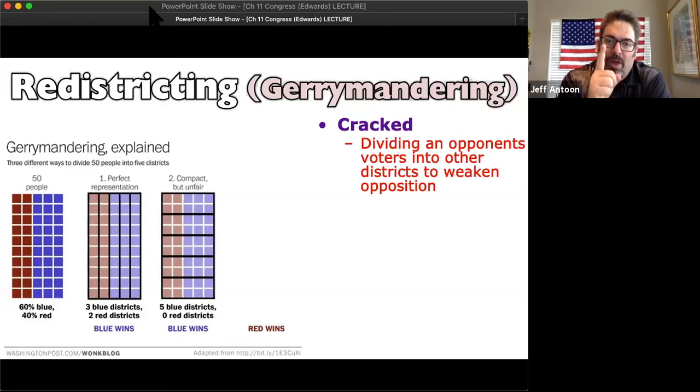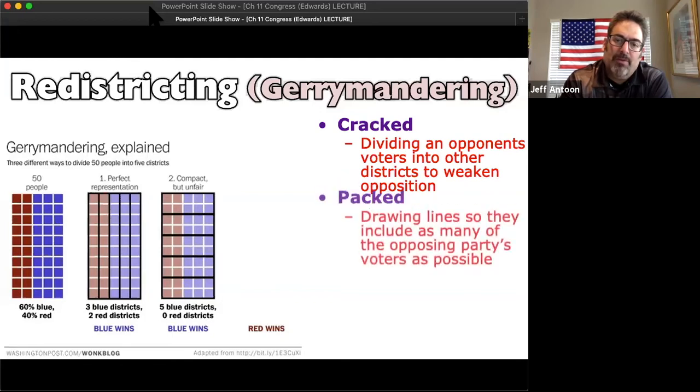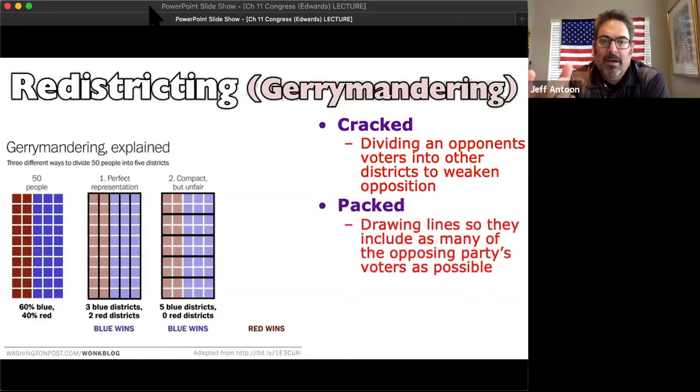How do I get it where red wins? You can get red to win here, and this is where you're gerrymandering the district. So there's cracking a district, which means dividing the opponents into other districts like you would do in the second one.